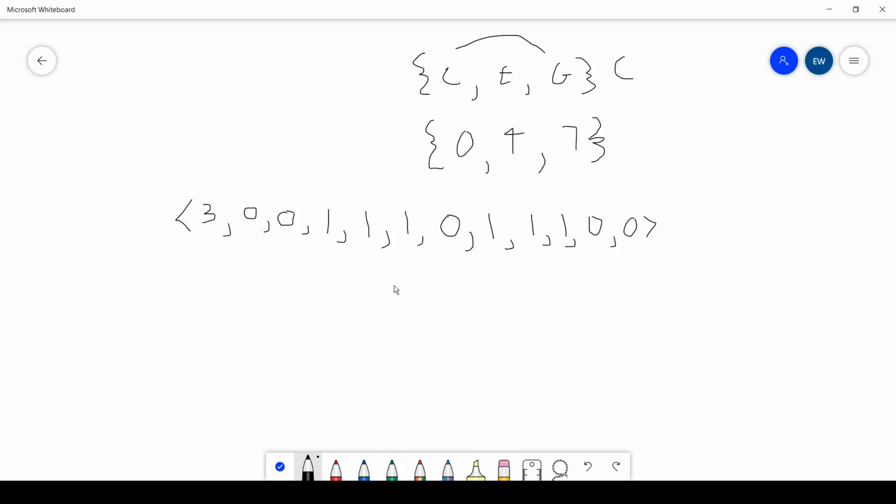So this thing is what we're going to call the interval vector, or IV, I'll probably write for short. So if I said IV of 0, 4, 7.